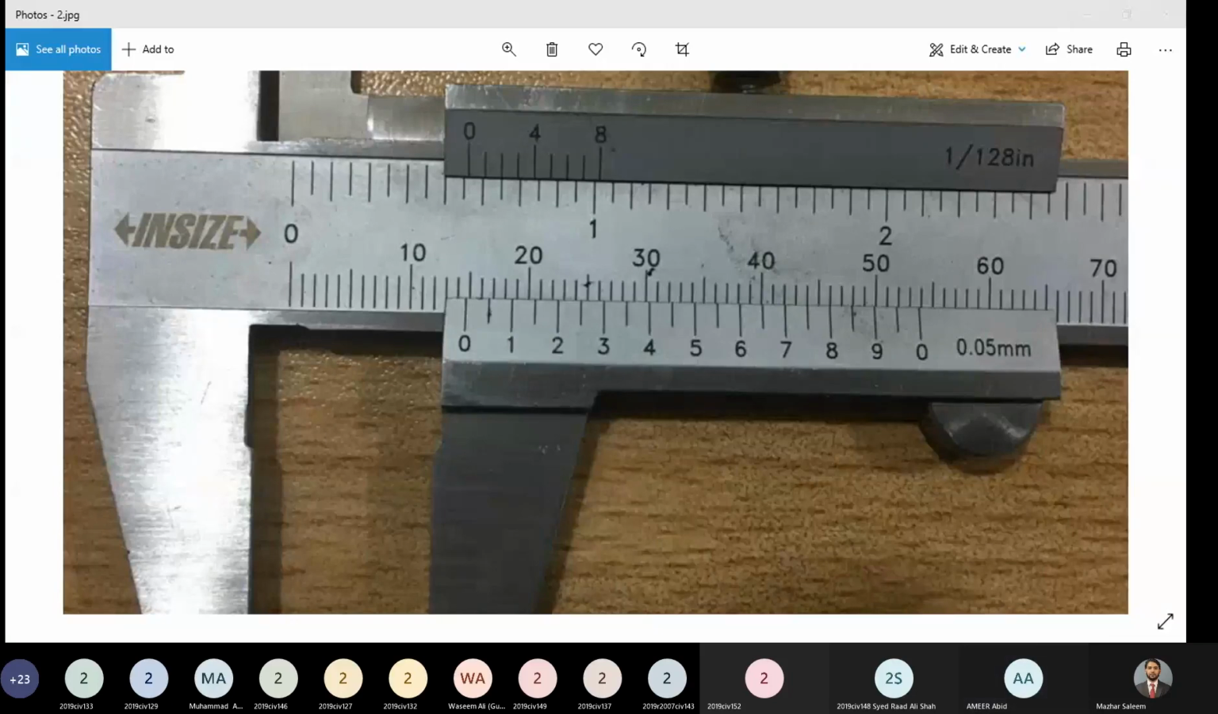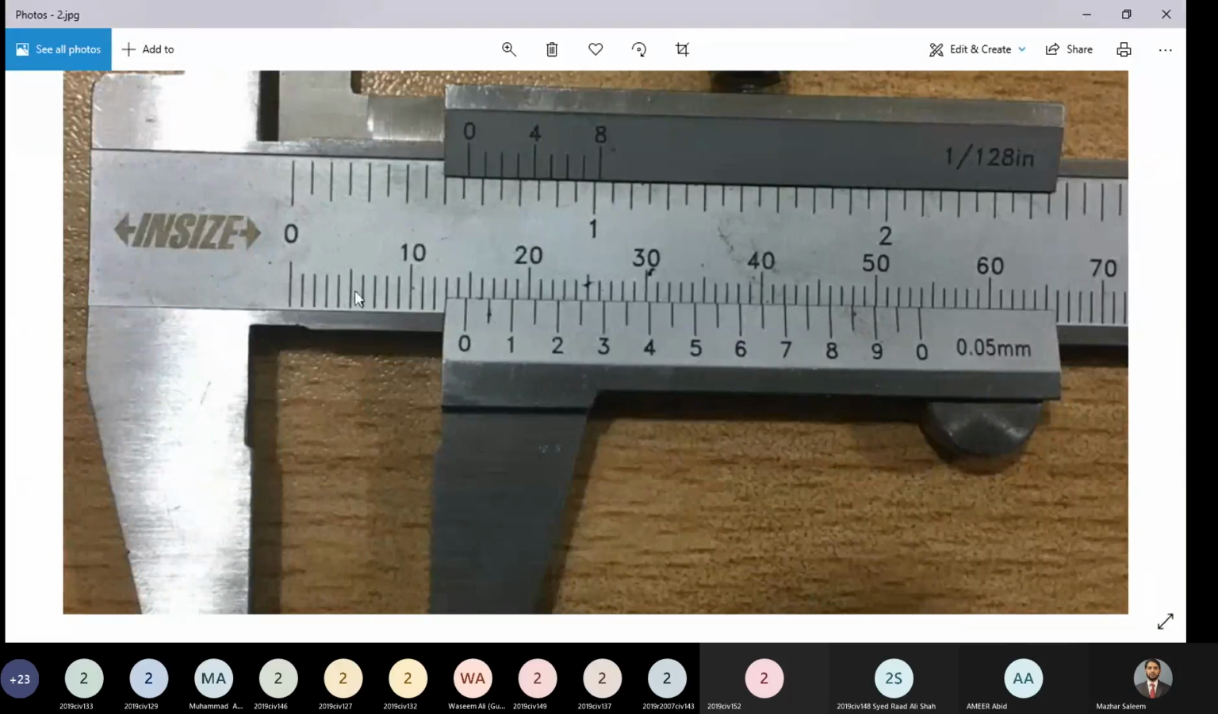Okay, now coming back to our readings. In this case, we read the main scale separately, then the vernier scale, and then we used a calculator to add 14 plus 15 into 0.05, and that gave us 14.75. But there is a more direct way available to read this value. Let me show you how.